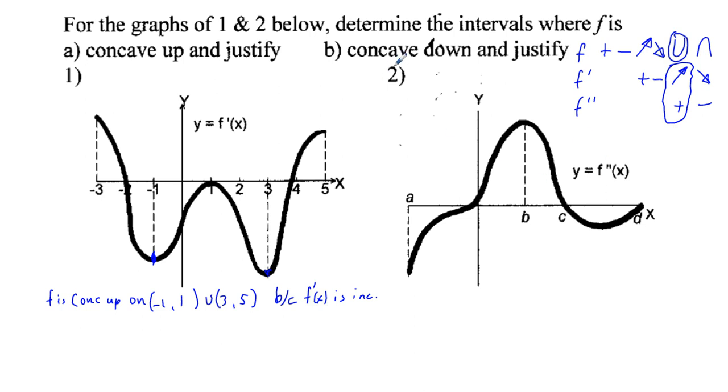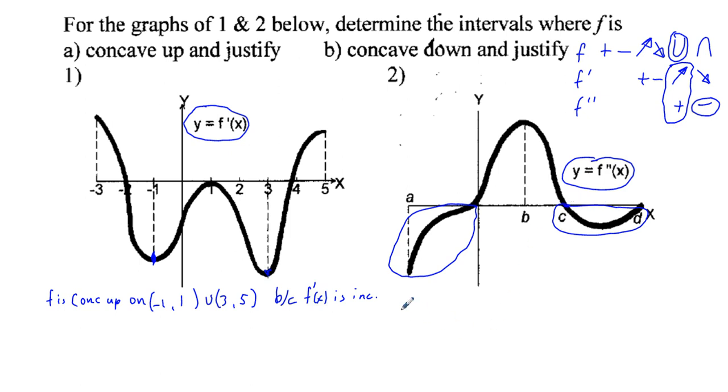Okay, next, concave down and justify. And so we have this time, instead of f prime of x, which we were looking at over here for number 1, number 2, we're looking at f double prime of x. And concave down and justify. Well, here we're looking at this third row. And for a third row, we're looking at where f double prime of x is negative. Well, the places we see that f double prime is negative is this interval here that I'm circling, and also this interval here between C and D.